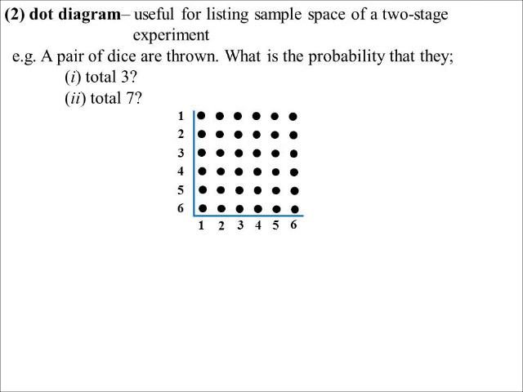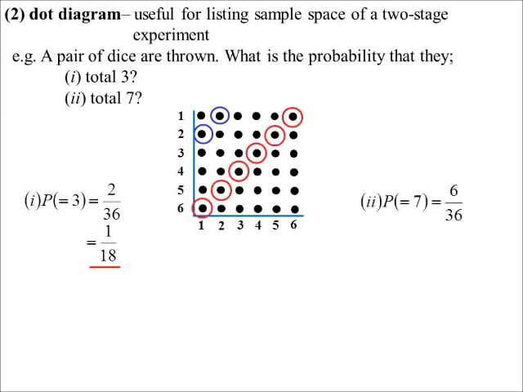That's how it's really up to you how you want to do it. But the same idea now, total 3. Well, 2 and 1 and 1 and 2, then total 3. So 2 out of the 36, which is 1 in 18. Total 7, which of course is the most common one that could happen.